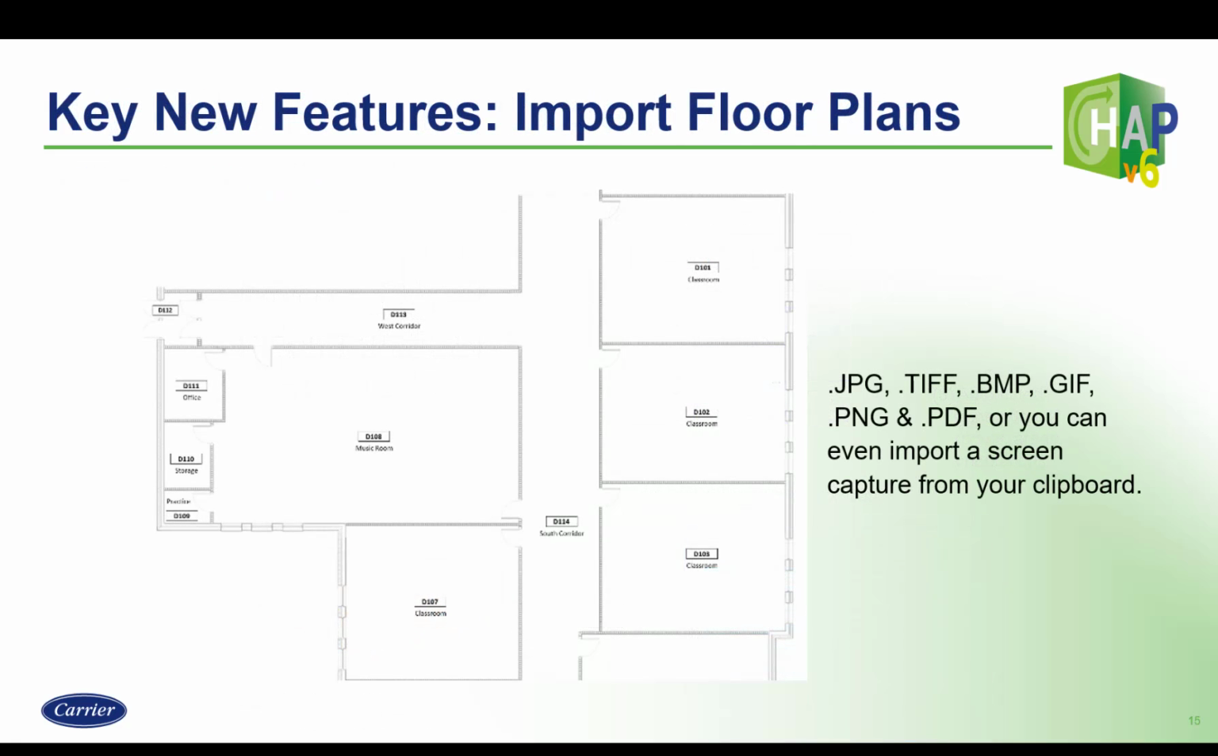Step 1, you import the architectural floor plan images into HAP version 6. Each level or floor in the building is imported separately. These images can be of any of the popular file formats such as PDF, JPEGs, TIFFs, BMPs, etc. You can even import a screen capture from your clipboard. So for instance, if you were in a CAD program viewing a floor plan, you could create a screen capture and import that clipboard image into HAP version 6.